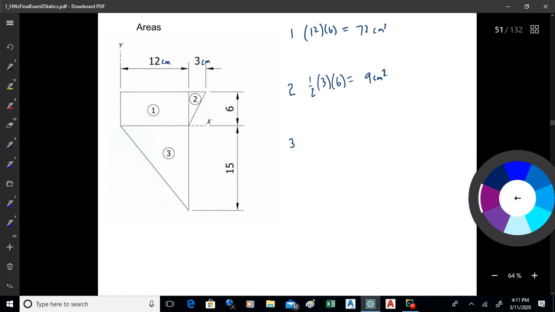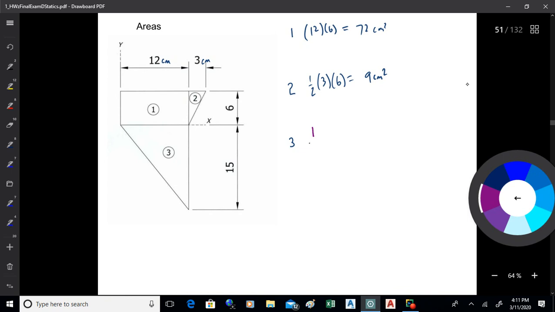All right, so I want to get the areas. So that rectangle is 12 by 6, so that's 72. The triangle is 1/2 times 3 by 6, so that's 9. This other one, what is it? 1/2 times 12 times 15. So what do we got there? 150, 180, half of that, 90. Is that right? I think so. So there's the areas of the shapes. What I also want then are the x and y bar distances from the axes shown to the centroids of the shapes.